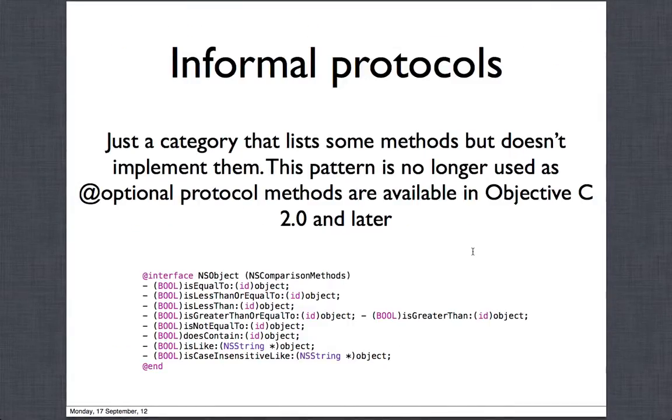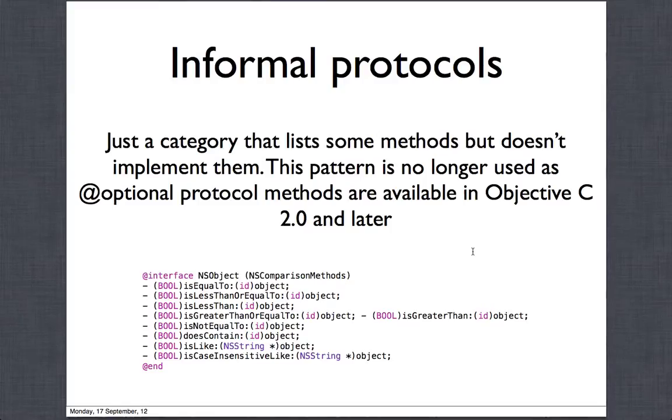There's another thing, and this is more of a history thing. Sometimes you will see informal protocols, and hopefully not too much, because an informal protocol was just a category that lists some methods but doesn't implement them. And this pattern is no longer used because in Objective-C 2.0 we had this new thing. In the protocol we had an optional keyword. As I showed you, you could have methods that are optional to implement.